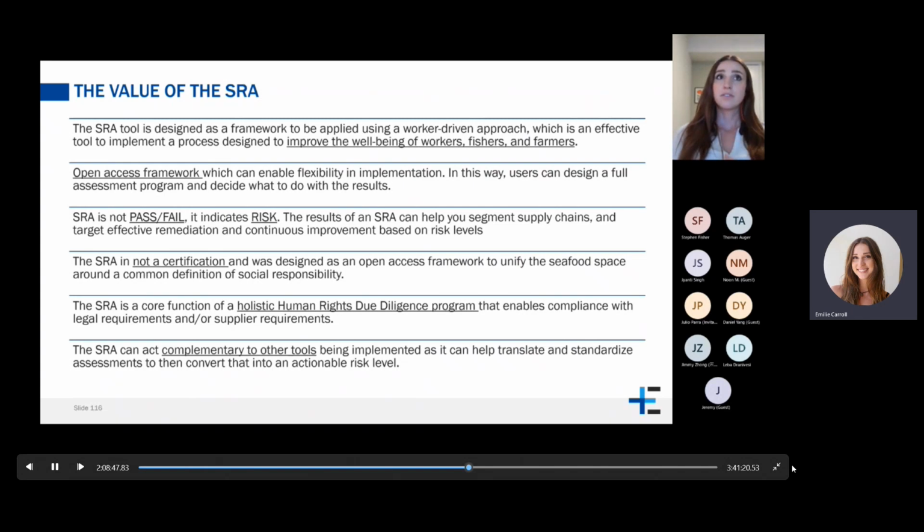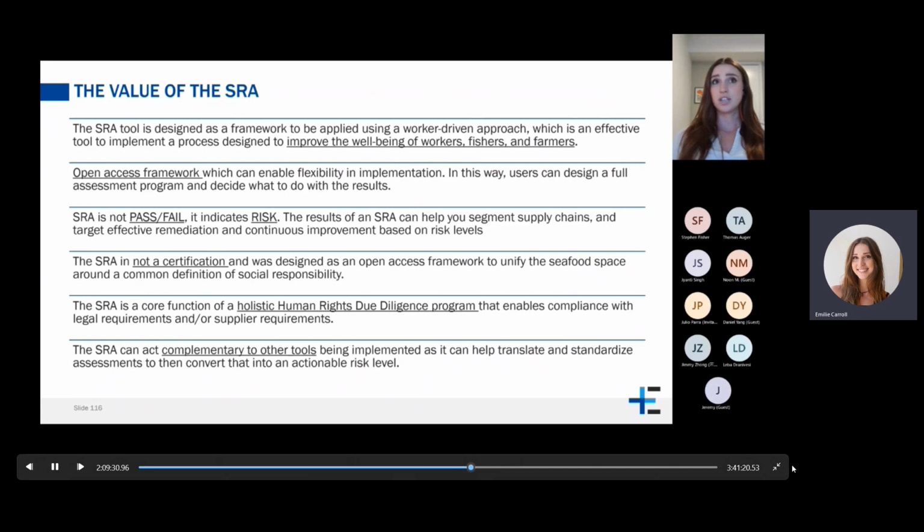Again, because it's not a certification, it was designed to be an open access framework to unify the seafood space around a common definition of social responsibility. What that means is that this can be used as a framework that covers everything, whereas a certification is generally really focused on the area that they've chosen. And that's very intentional, and that has a very important space in the industry. But the SRA, because it's not a certification, was able to include everything that a certification might be hesitant to include in their program. So it has everything all under one, versus certifications that might cover pillar 1 or pillar 2 only, or something like that.